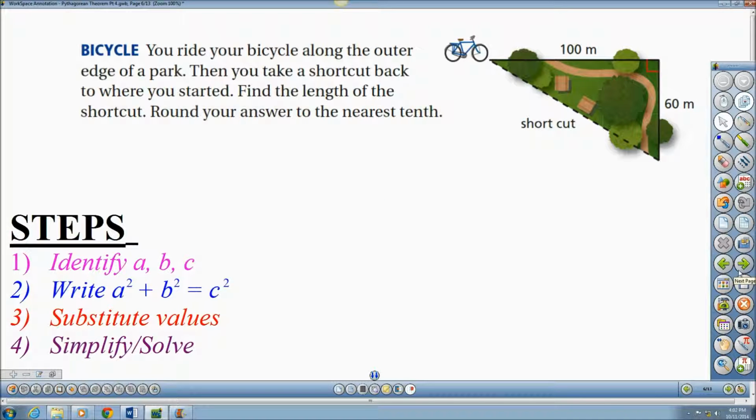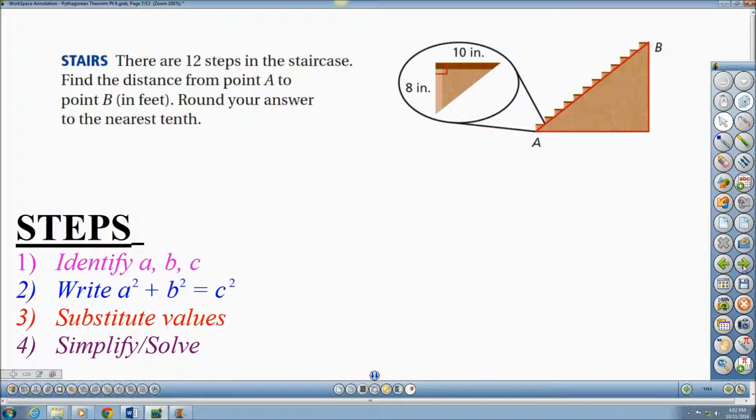Here's another example of a real-world problem of cutting across. And so a lot of times we know north and south distances or east and west distances, but we don't know the diagonal. Well, that creates a right triangle, as you can see in the diagram. Here's my right triangle. And so I can use my Pythagorean theorem and solve for this one as well, using the 4 steps I've given you.